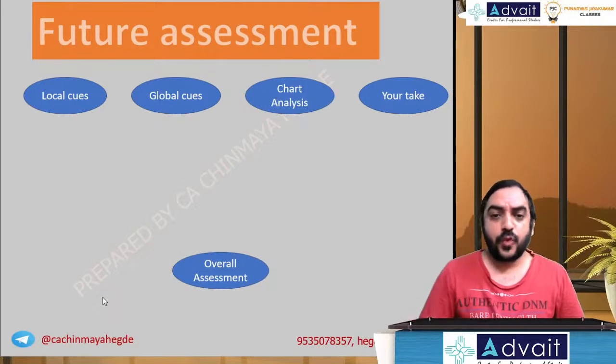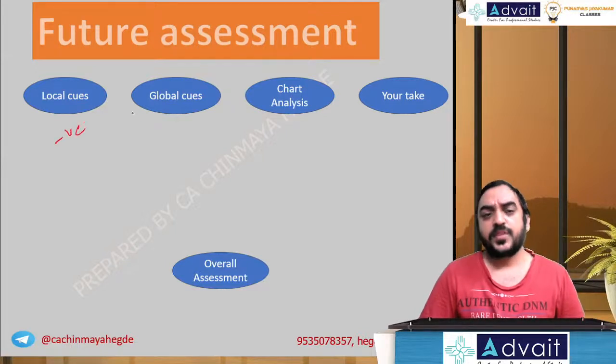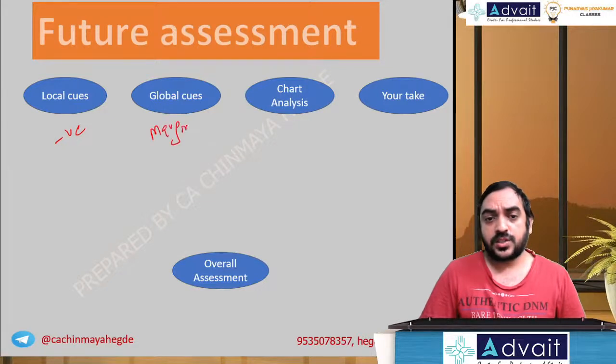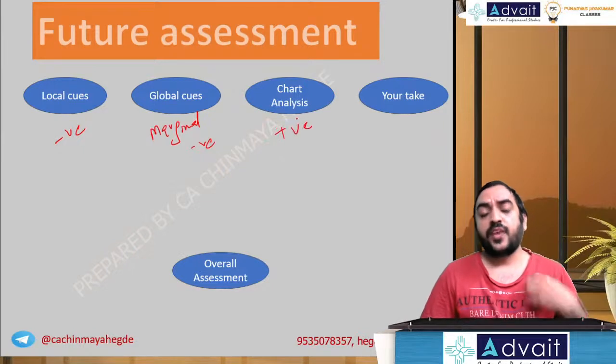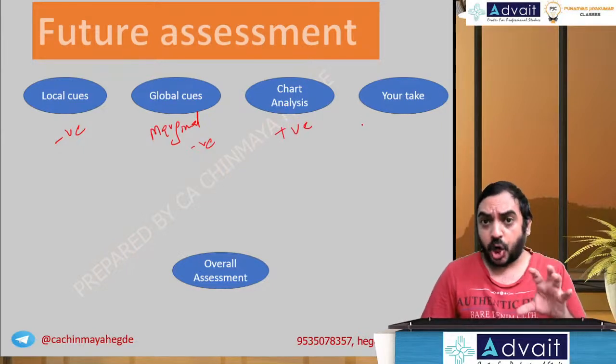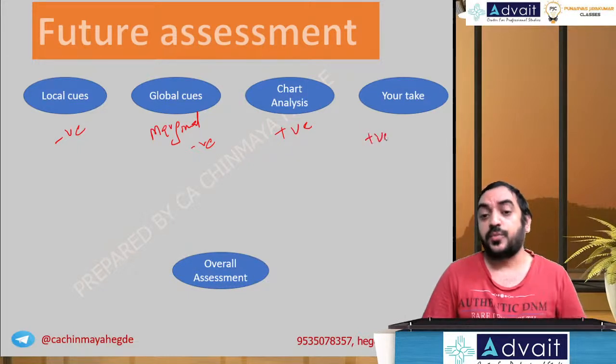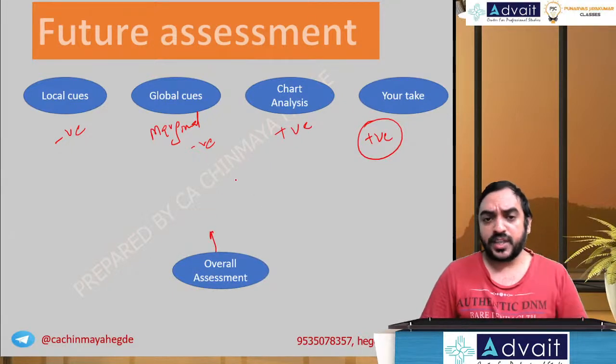Okay, so what is our assessment? Local cues are still negative. Global cues are marginally negative. Chart analysis is positive. And what is my take? My take, in the short term, that is for the next 2-3 days, I will say the market is going to be increasing on a positive note. So overall assessment, the market is more on a recovery mode, but giving strong signals.